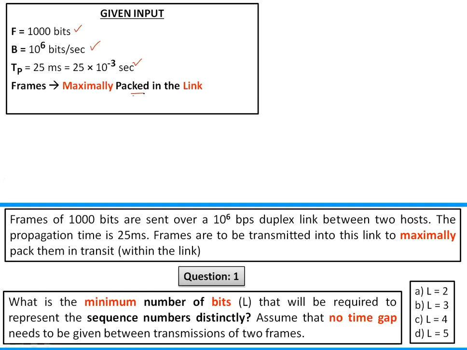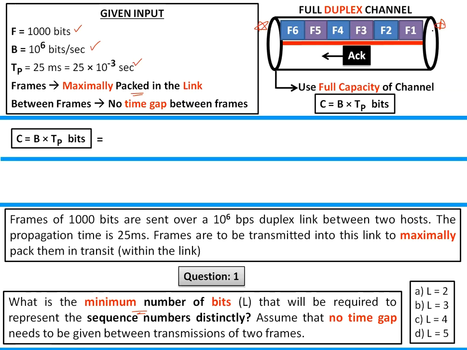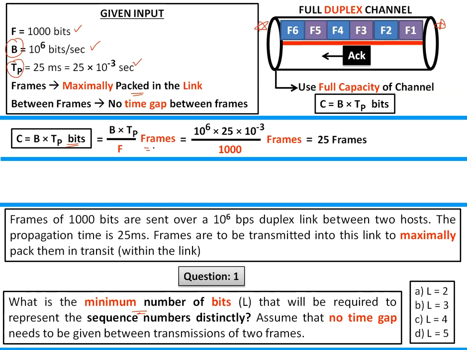Frames are maximally packed in that link. Between frames, there won't be any gap. All frames are to be packed like this, no gap should be there, using the full capacity of the channel. So capacity is equal to bandwidth into delay. Bandwidth is given as this one, delay is given as this one. So how many frames? Bandwidth into delay gives bits; if you want it in frames, you divide by the frame size. That is 25 frames.